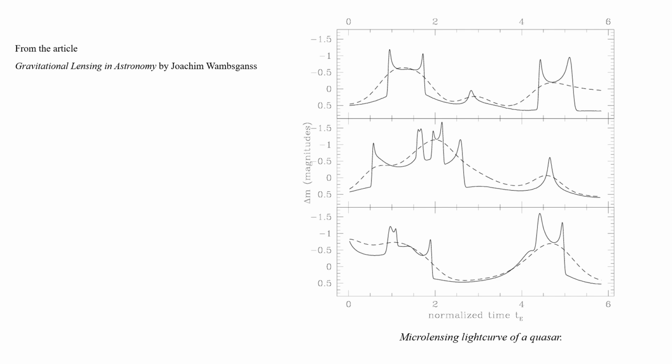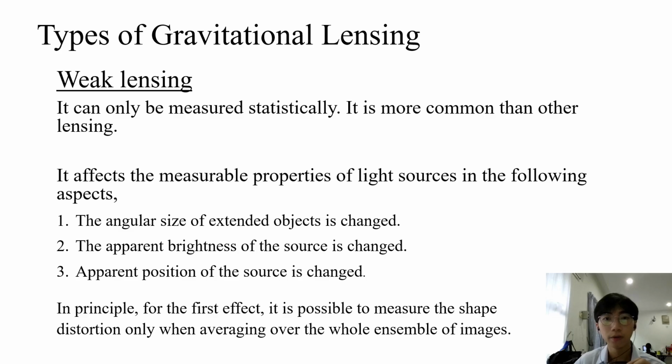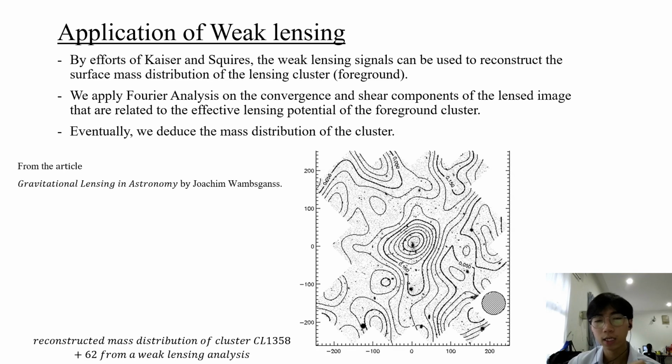Here is an example of observations of a microlensing light curve. Thirdly, we have weak lensing. It can only be measured statistically because the effects on every single object are too weak. For the application of weak lensing, we can apply Fourier analysis on the lens image, and eventually we deduce the mass distribution of the foreground cluster.